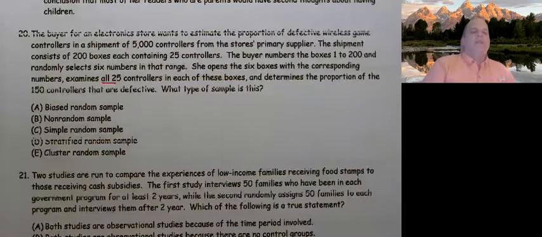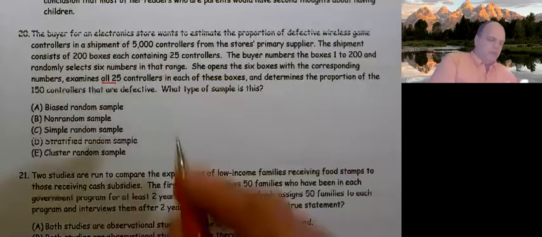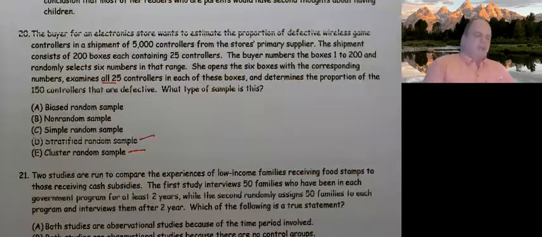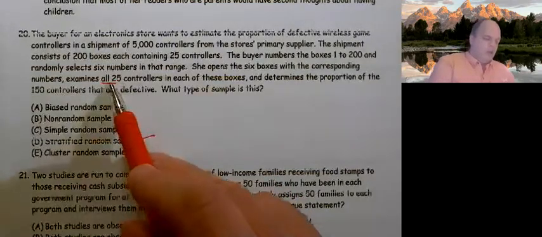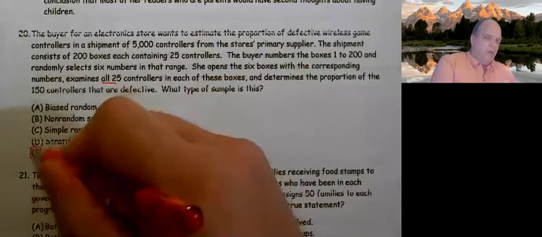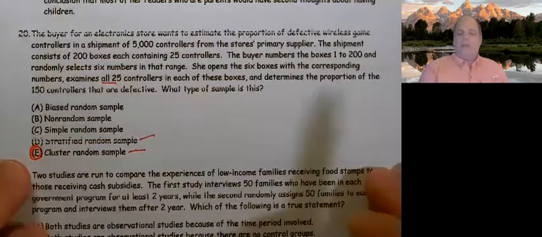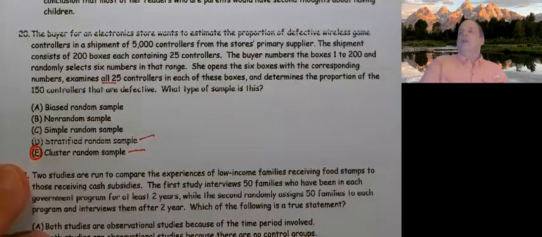Well, first off, we have it broken into groups. So consequently, it's either stratified or cluster. But they surveyed all. You survey all that's in a group. If you survey everything in the group, it's a cluster. All right. So this one, number 20 is letter E. And this concludes the second video.